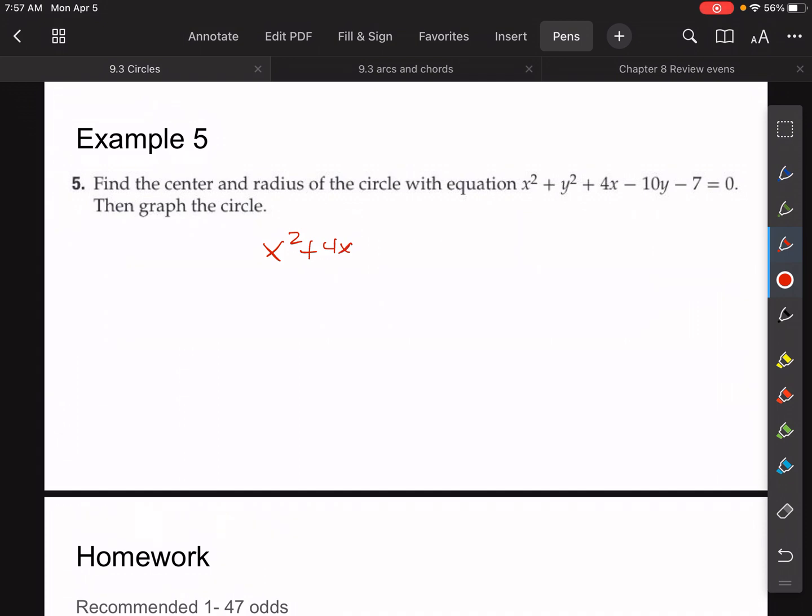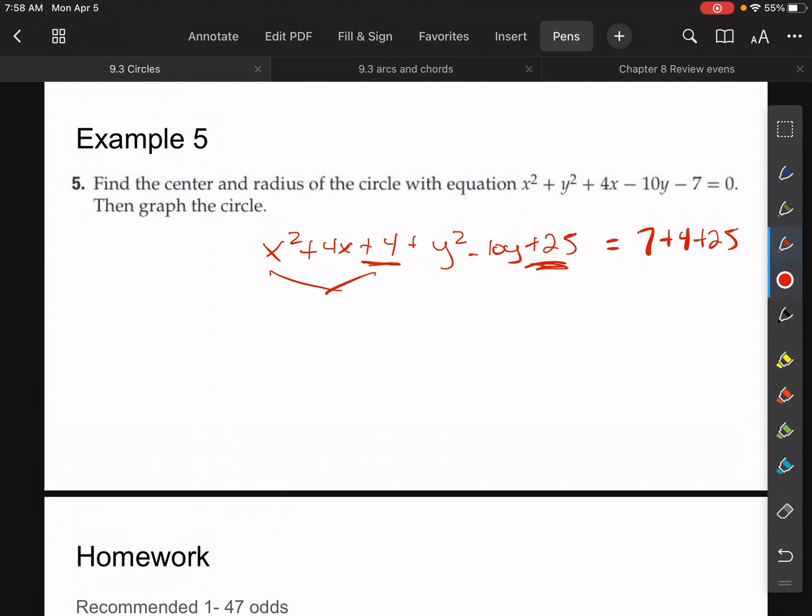To get a nice factor there, we're going to complete the square. So half of 4 is 2, 2 squared is 4. So we have a plus 4 that we added in. And then for the y's, we have plus y squared minus 10y. Half of negative 10 is negative 5, negative 5 squared is plus 25. So I added that in. I like to underline that so I can identify it really easily. It is equal to positive 7 plus 4 plus 25. Since I added it on the left, I have to add it on the right to keep this balanced.